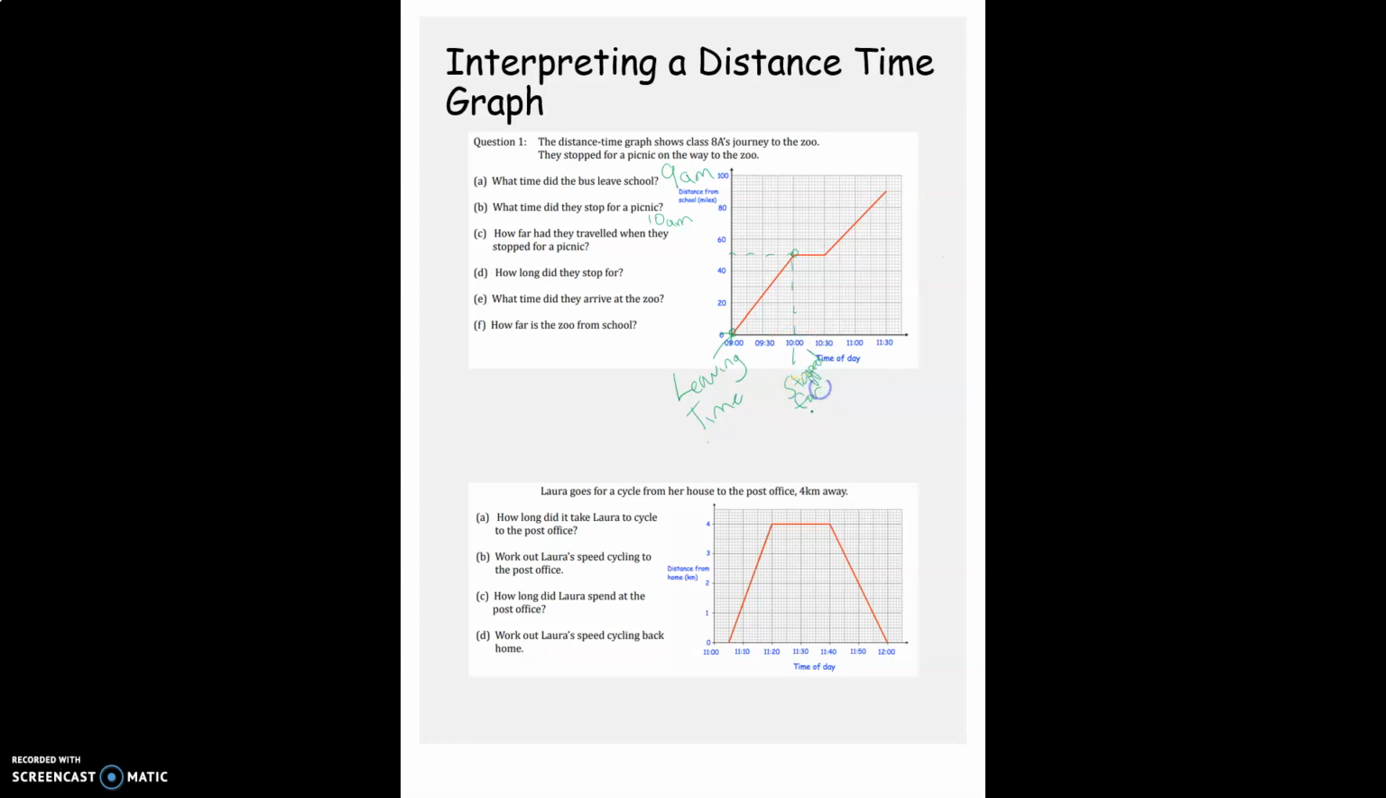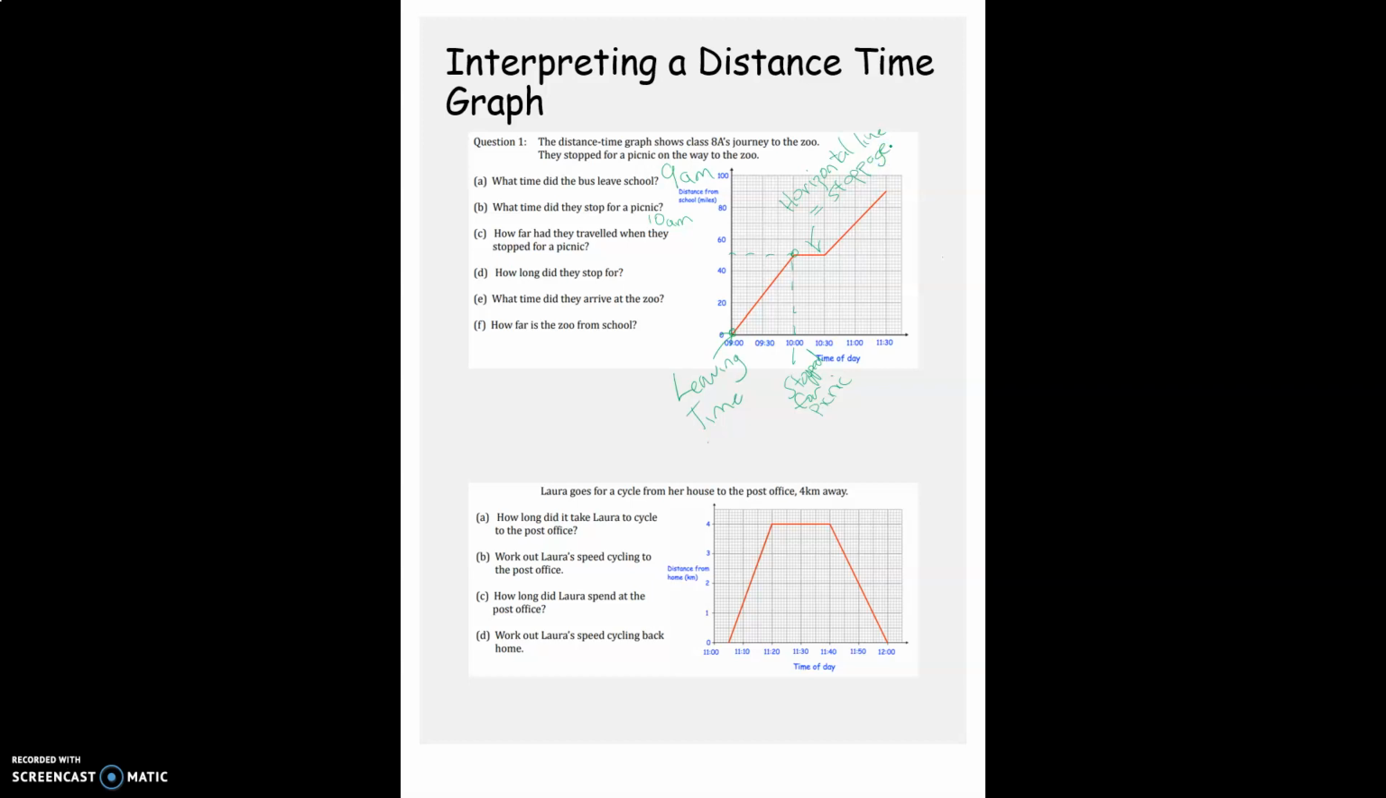Stopped for picnic. And I'll just indicate here that the horizontal line equals stoppage.